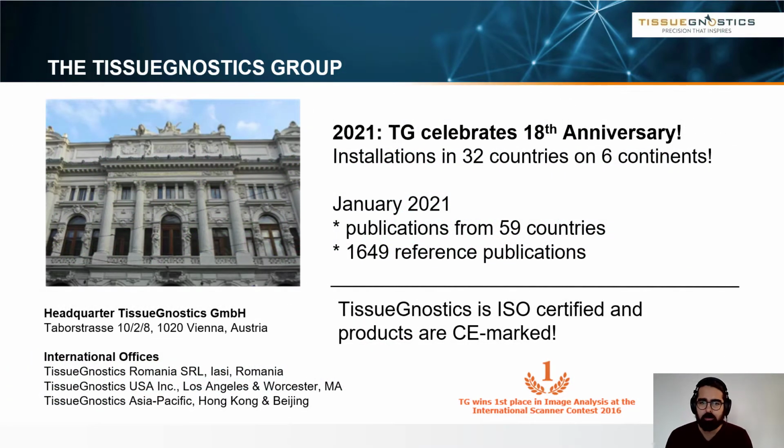TissueGnostics is 18 years old in 2021. We have an international footprint and have scientific publications coming from 59 countries. In total, we have 1,649 reference publications in January 2021. Our headquarters is in Vienna, and we have international offices in Romania, United States, and in China.